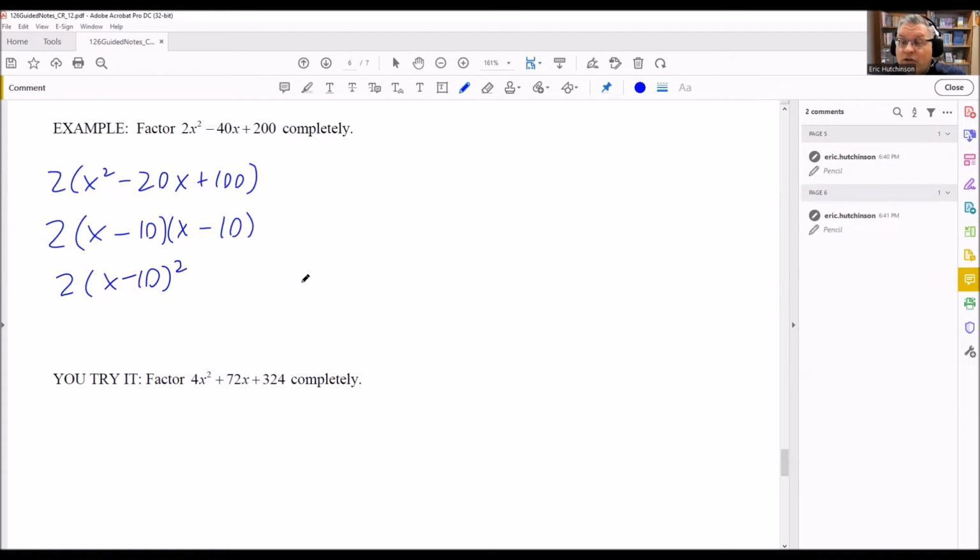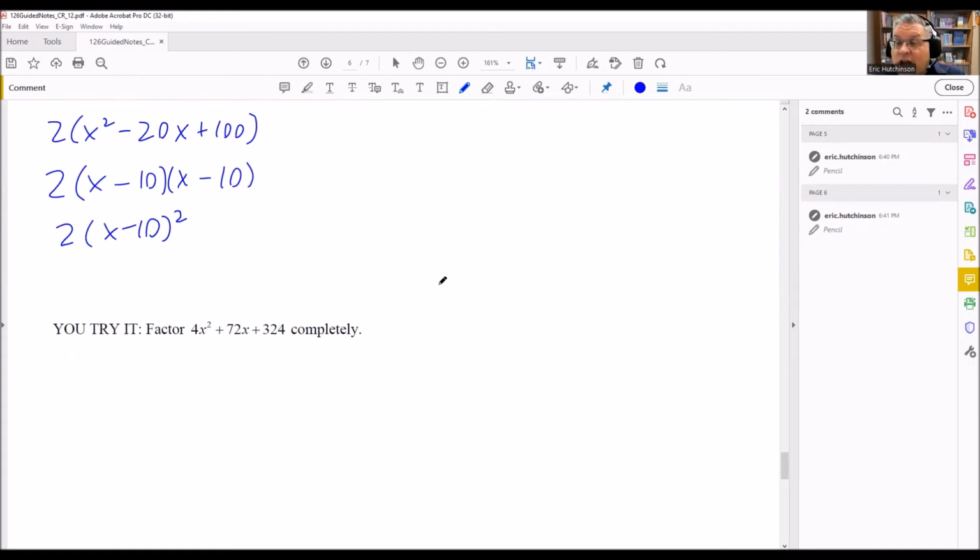We're going to do the same thing for this next one. This next one, we also have a common factor. The common factor here is going to be a 4. So we're going to divide everything here by 4. 4x squared divided by 4 would just be x squared. 72x divided by 4 would be 18x. 324 divided by 4 is going to be 81. Okay, so that would be the first step, factoring out the common factor of 4.